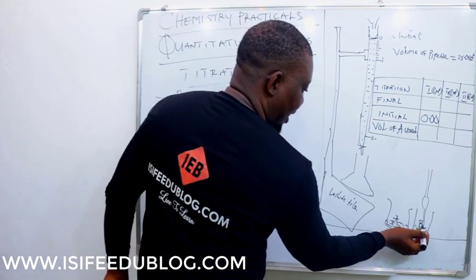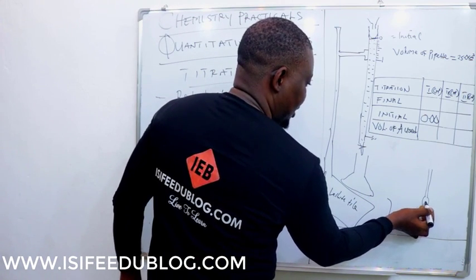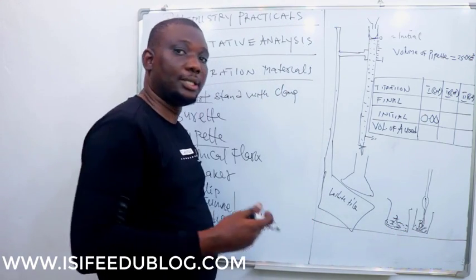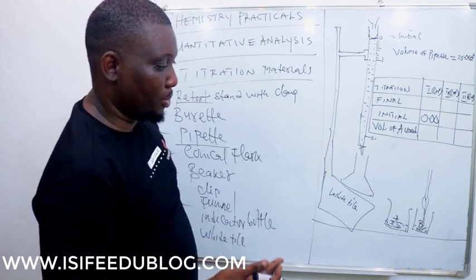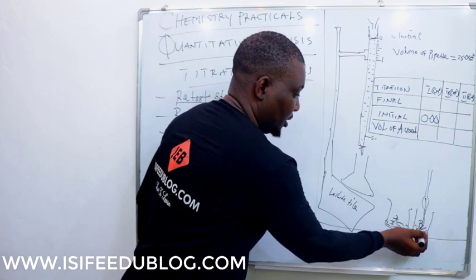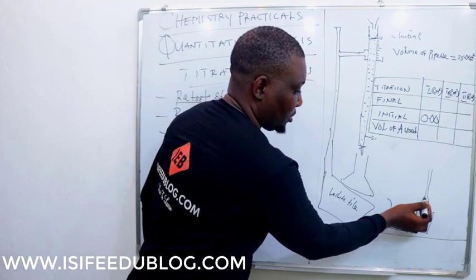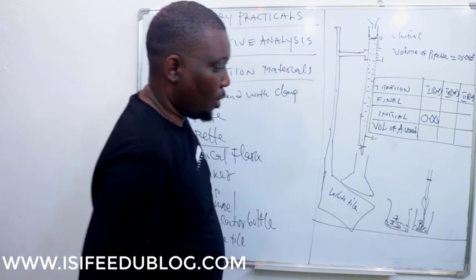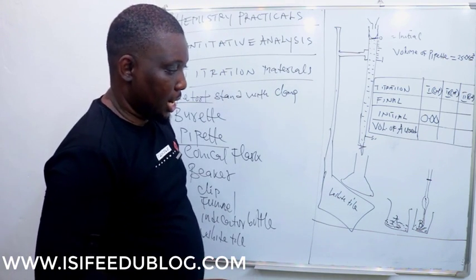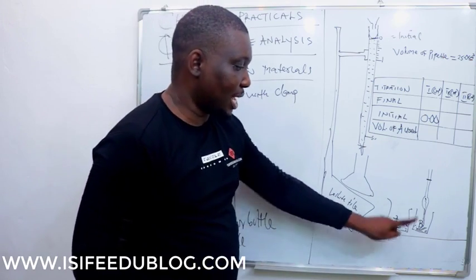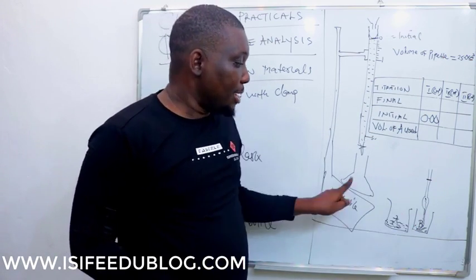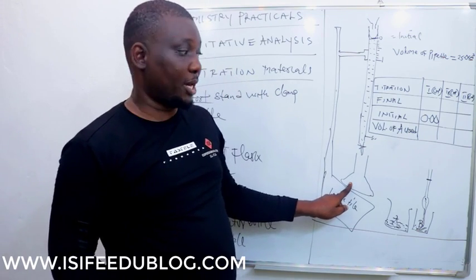The moment you are drawing the solution and it is almost at the mark, you reduce the intensity of the way you suck the solution from this piece of apparatus, because you're going to have the mark. There's a mark on this. Once the solution is on that mark, you already have the standard volume of your solution, which you're going to empty into this piece of apparatus.